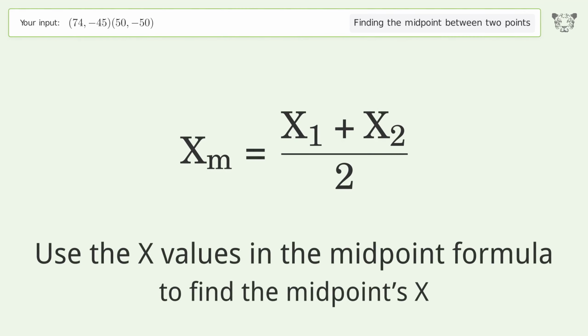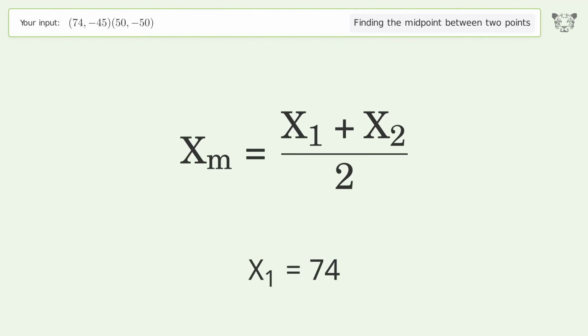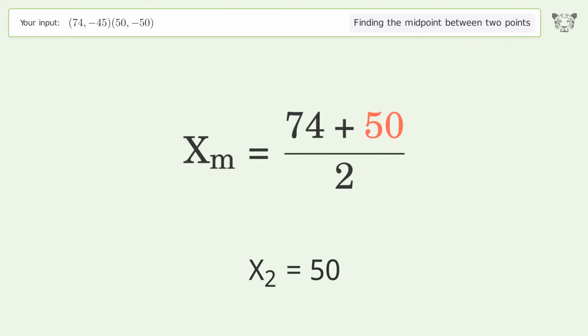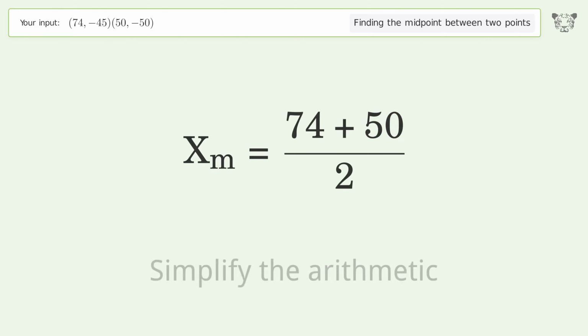Use the x values in the midpoint formula to find the midpoints x. x1 equals 74. x2 equals 50. Simplify the arithmetic.